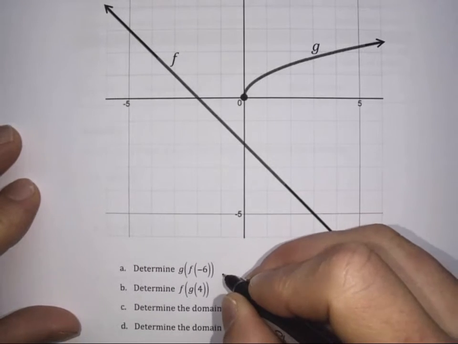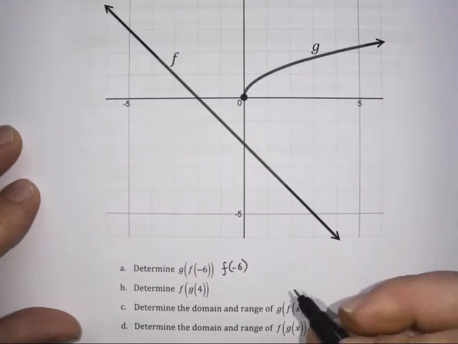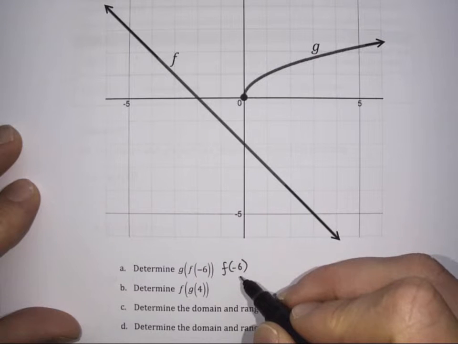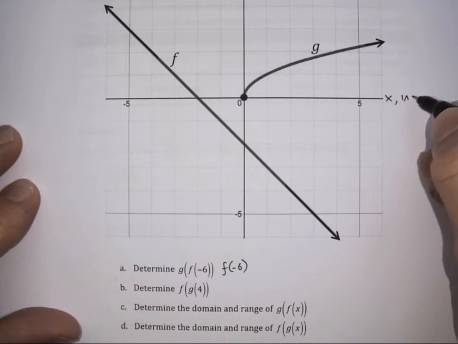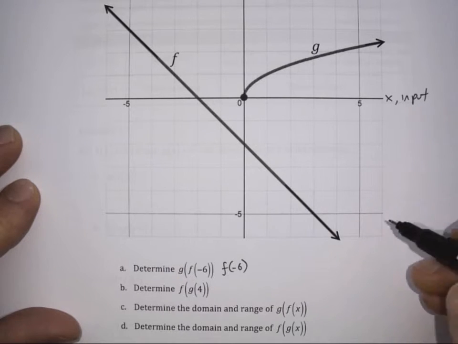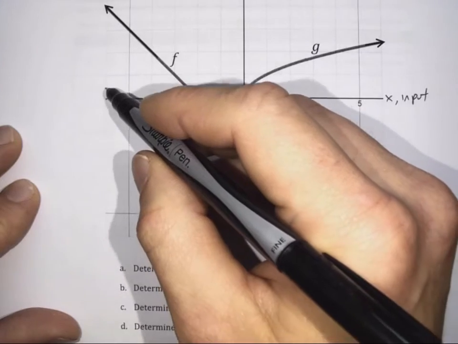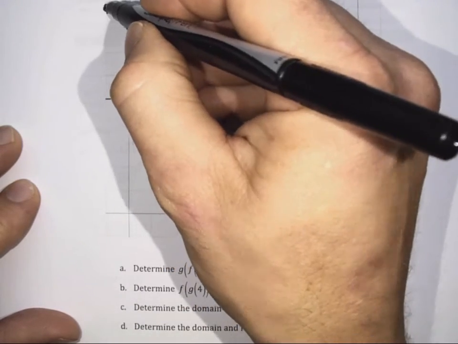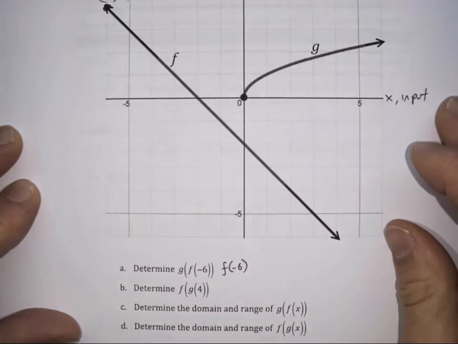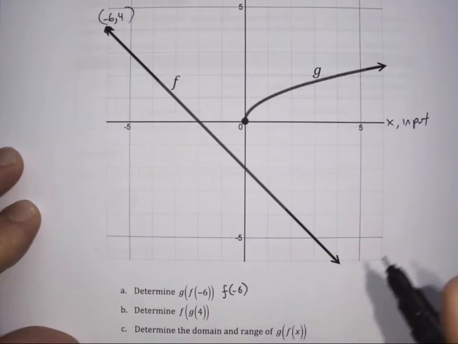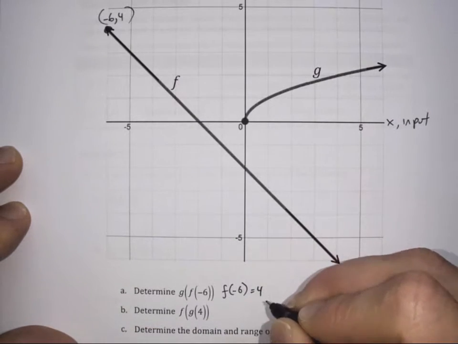All right, so let's decode this. What's f of negative 6? So here's my f function. My input, or my x value, is negative 6. This is my x, or my input axis. When I put negative 6 into my graph, it spits out the value 4. I have the point negative 6, 4 here. So f of negative 6 maps as an output to 4.